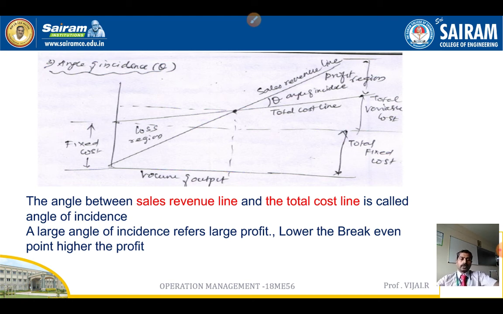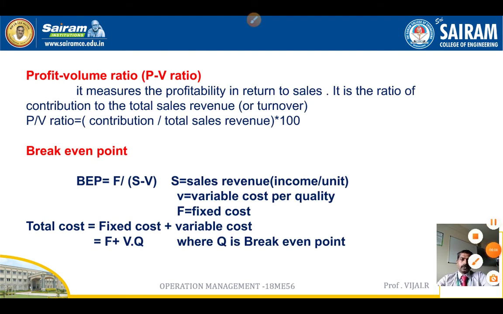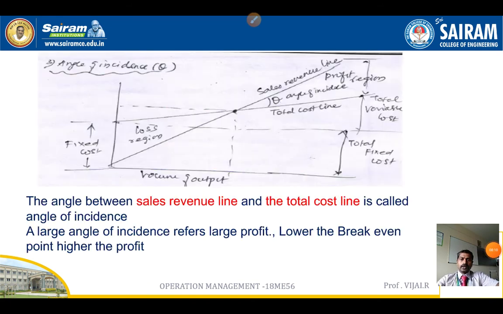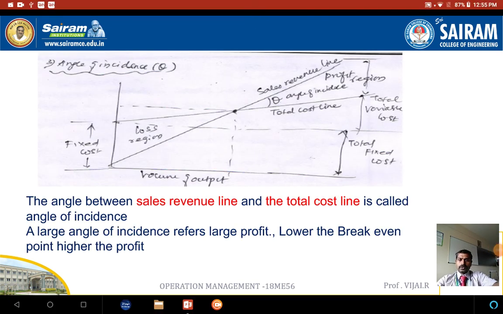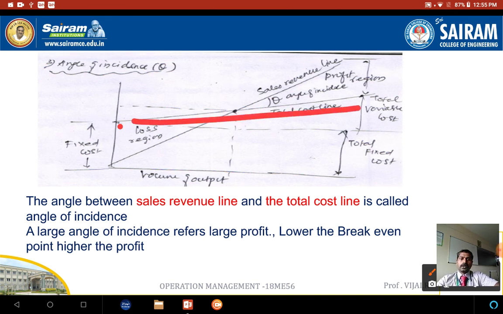So here we can see that the fixed cost will start from here and it goes on as the total cost. So this is it graphically, and this sales revenue is inclining like this. So when we take both lines intersecting, the point is getting intersected there, and this angle in between these two is called the angle of incidence, okay?